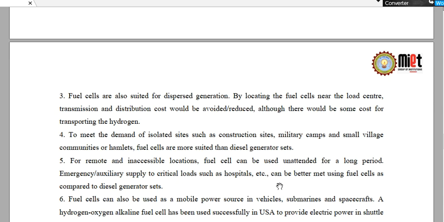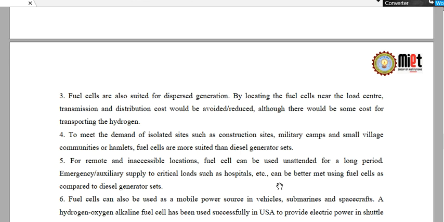Third, fuel cells are also suited for dispersed generation. By locating the fuel cells near the load center, transmission and distribution cost would be avoided or reduced, although there would be some cost for transporting the hydrogen. So, by constructing fuel cell based electricity plants or stations near the areas of demand, we can reduce the transmission and distribution costs and losses.